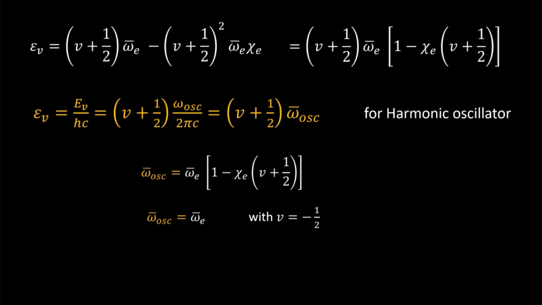The selection rules for the anharmonic oscillator are given by delta v equal to plus or minus 1, plus or minus 2, plus or minus 3, etc. Thus, unlike the case of the harmonic oscillator, it is possible to have transitions to higher vibrational levels also. However, the probability of such higher order transitions is very low.